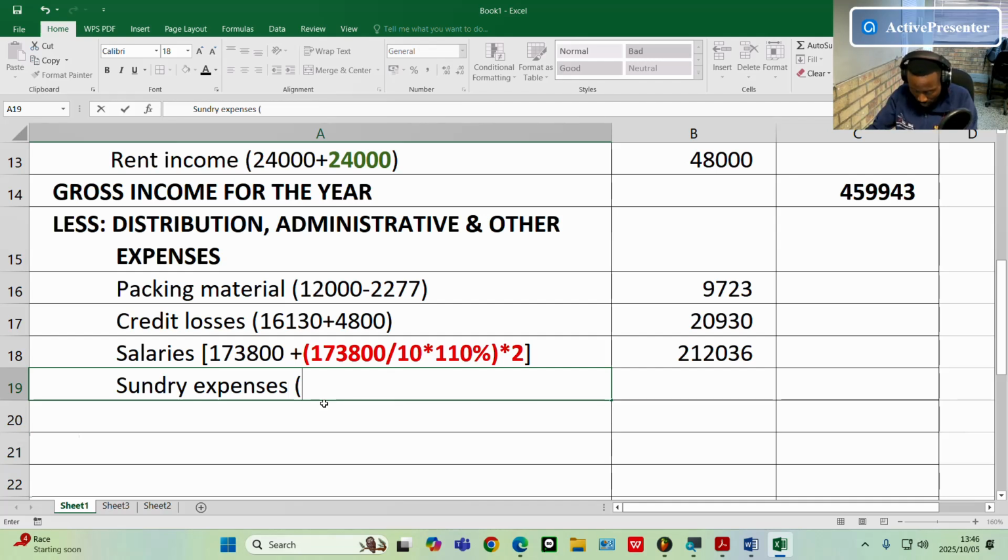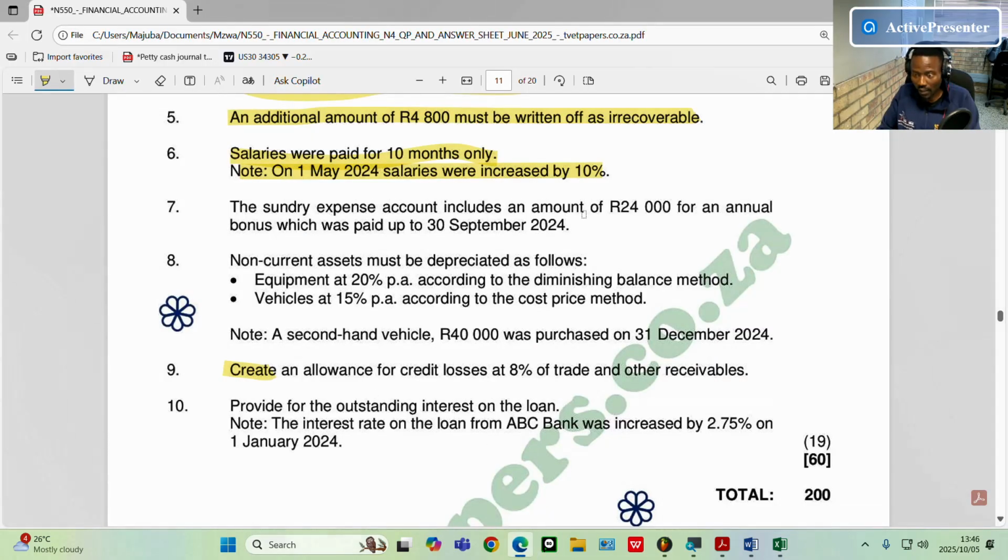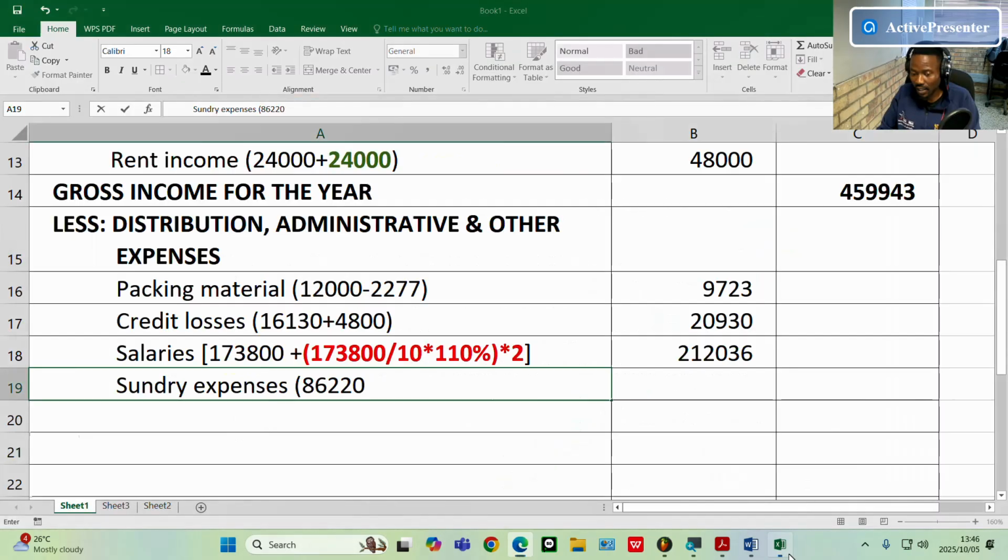So we are going to be taking this amount, which is 86,220. Remember, within this amount, there is the 24,000 they told us about. So meaning this 24,000 is actually included in this 86,220. So what we need to do is minus the amount that does not belong to this year. In this case, it is 6,000.